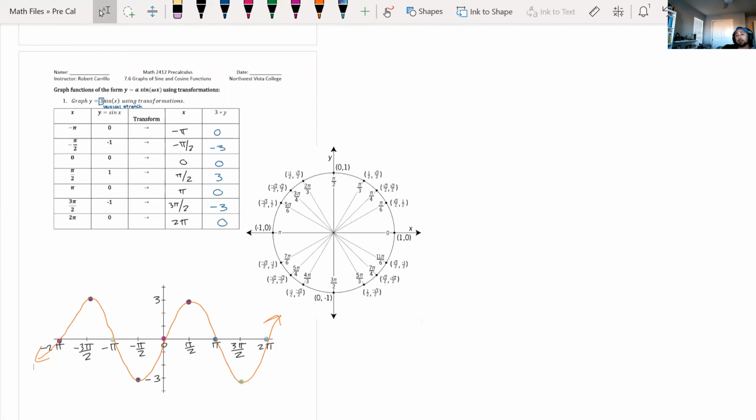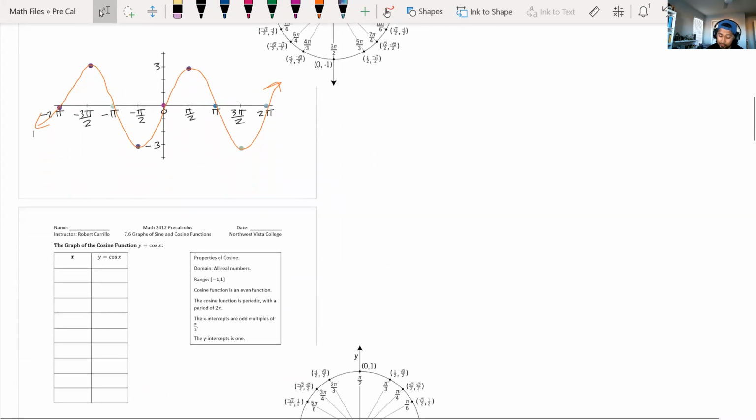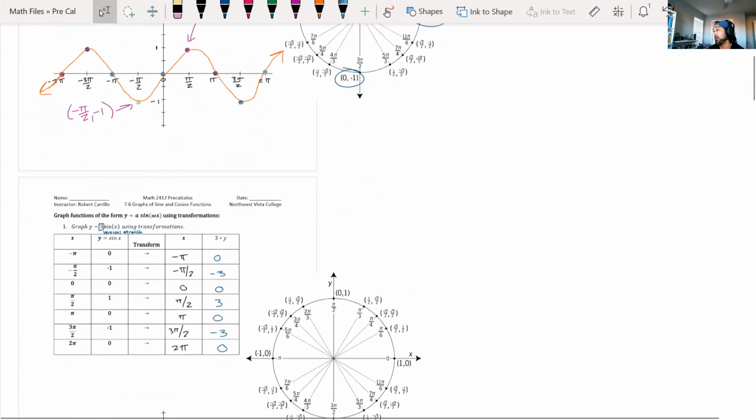Remember transformations? See how algebra is involved in everything? All right, everybody good? Yep. All right, that'll work. Let's keep going.